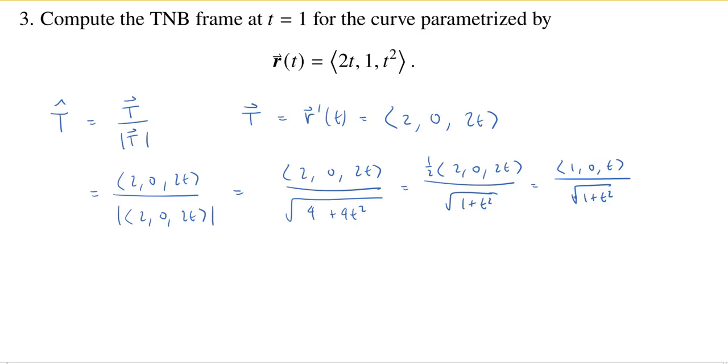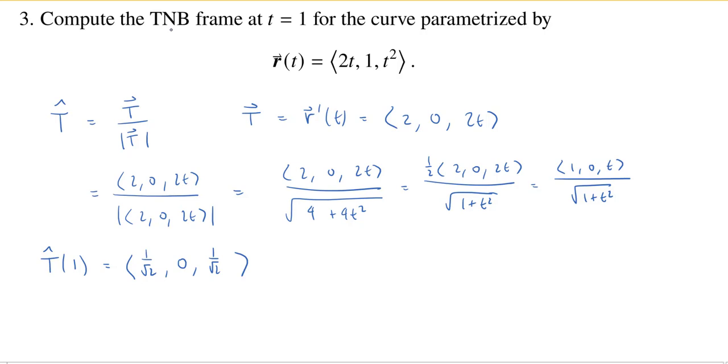Each one of these components will ultimately have to be divided by this. I'm just leaving it out for the moment because at the end of the day, I'm going to want the TNB frame when little t is equal to 1. So if I want T hat at 1, I can just substitute 1 in for t at this point. On the bottom, t equals 1, I'll get 1 plus 1 is 2, so the square root of 2. So this will be 1 over the square root of 2, 0, and then 1 over the square root of 2 times t, where t is 1. Okay, so we found the T of our TNB frame.